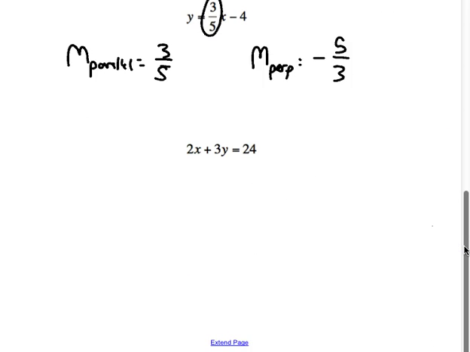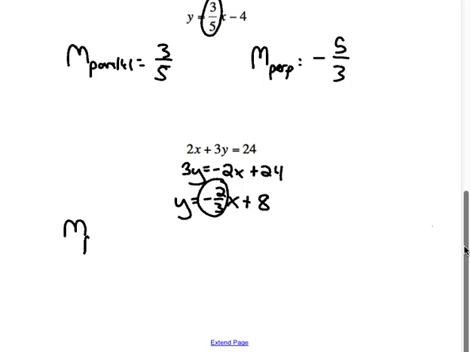Now this next one, hopefully you see what has to happen. I can't see the slope right now, correct? The only way I can see slope is if it's in slope-intercept form. Okay, so that means first and foremost, I actually have to solve this thing for y. I have to subtract the x over and divide by 3. Okay, then and only then can I see what my slope is. So now I see the slope of this line is negative 2/3.